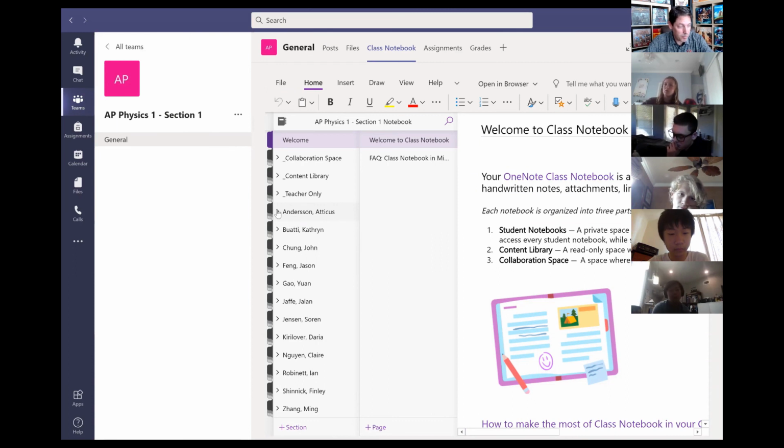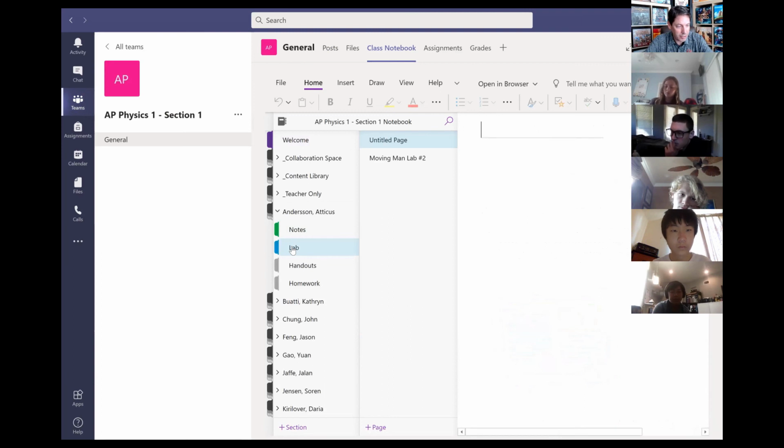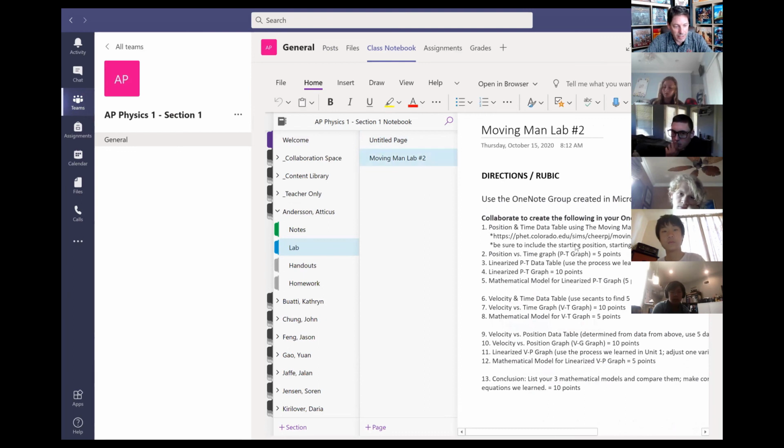Now I'm just going to open up Atticus's here. If you click on it, it's going to show you there's a notes tab and a lab tab and handouts and homework. I haven't really been using this because everything's on Axis, but because of this lab, I did put in, if you click on the lab tab, you can see it automatically generates an untitled one, which you can delete if you want, but there's this moving man lab number 2. If you click on it, all that information that's on Axis is also right here.